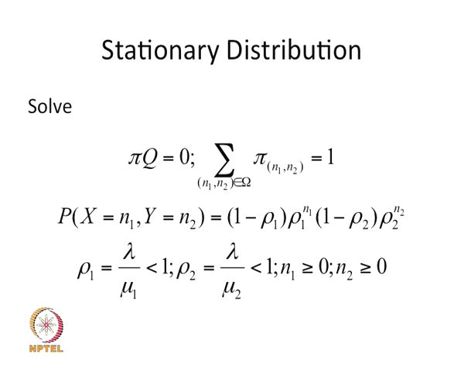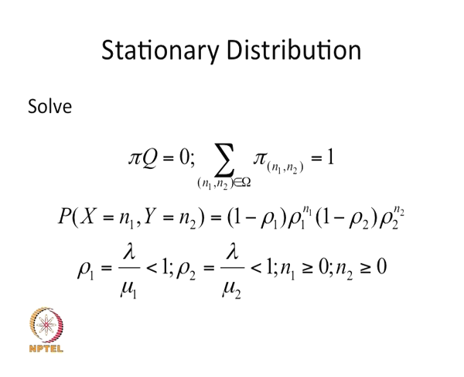So, this is sort of a product. The probability of n1 customers in the first node and n2 customers in the second node together, that is the same as the probability that n1 customers are in the first node multiplied by the probability that n2 customers are in the second node, and this form is called the product form solution.